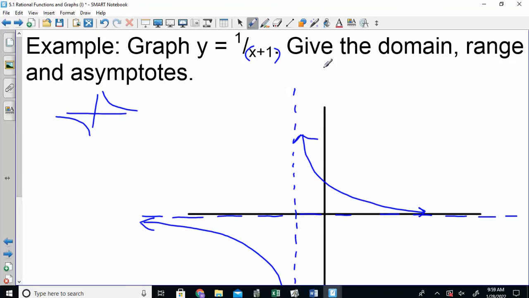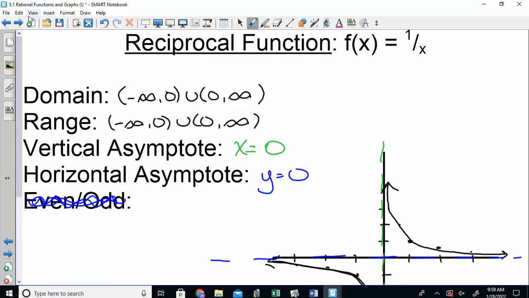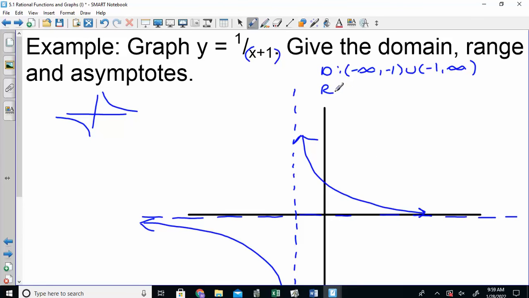So, can you tell me the domain of this graph? Negative infinity to -1, union -1 to infinity. We can get that from looking at the graph we just drew or from the original equation. We know the bottom can't be 0, so that's the only thing that we can't have. Normally, with these, our parent function, the range is negative infinity to 0, union 0 to infinity. If you don't move it up or down, that isn't going to change. And we can see that's the same thing. We had a horizontal asymptote at 0, so the range stayed the same.